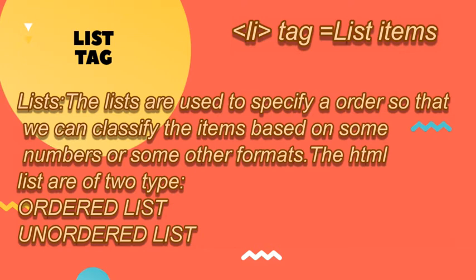Similarly, when we are talking about defining a list in an HTML file, we require a tag, like we require in other things. The tag used in an HTML file to provide the items in a list is known as the li tag. Whenever we write a li tag, we add an item to that particular list, and before that we define the type of the list. So we are going to understand what the ordered list and unordered list are.